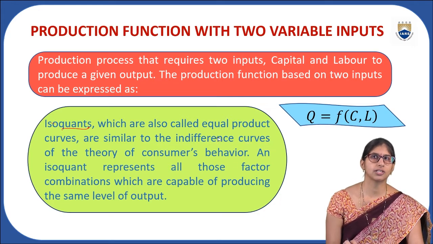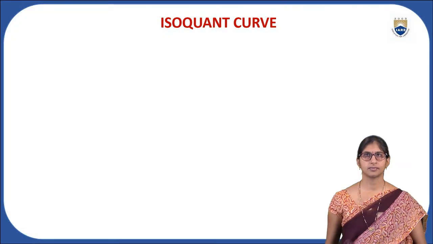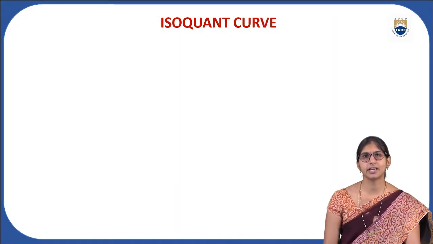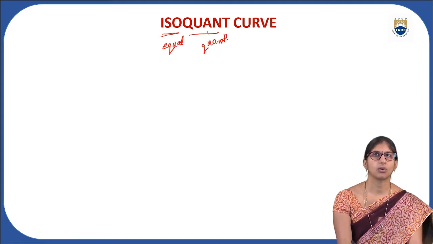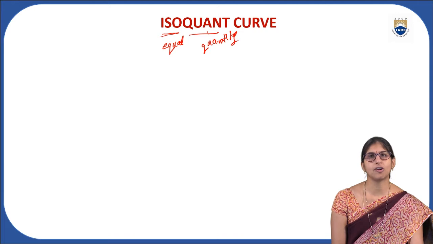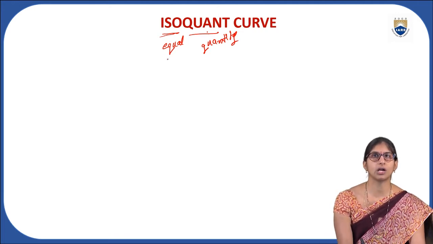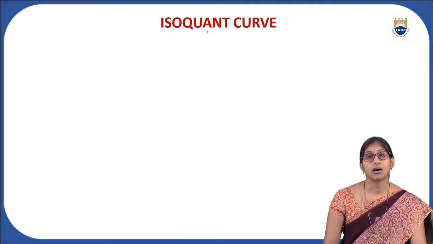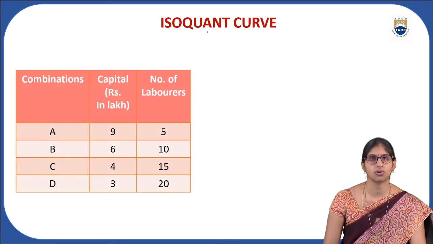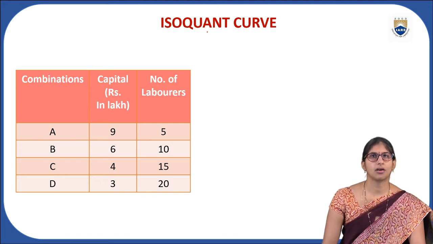Coming to isoquant curves, let's understand what isoquant is. Iso means equal. Quant means quantity. So isoquant means equal quantity. Any combination of two inputs on the curve will give us an equal quantity of output. That is what isoquant is, and we also call isoquants isoproduct curves.